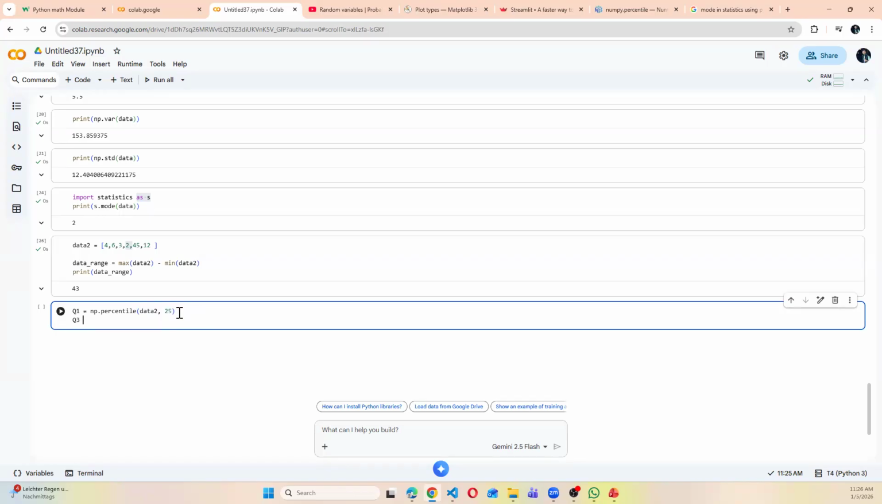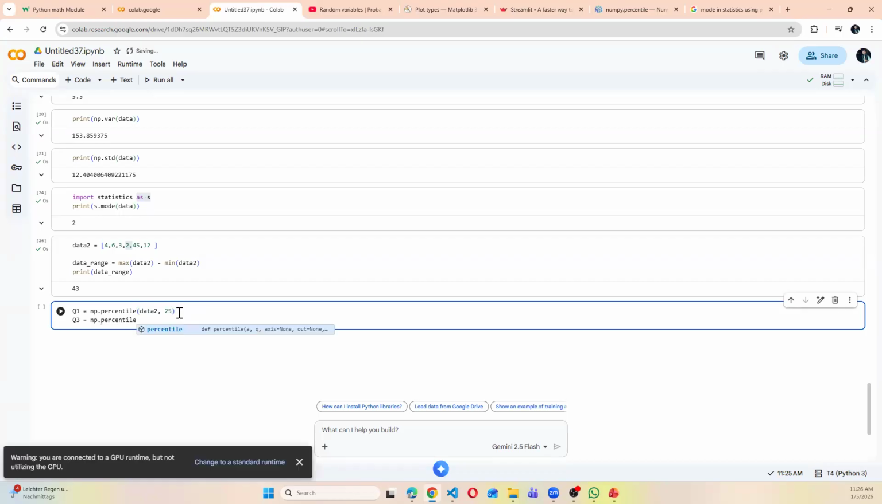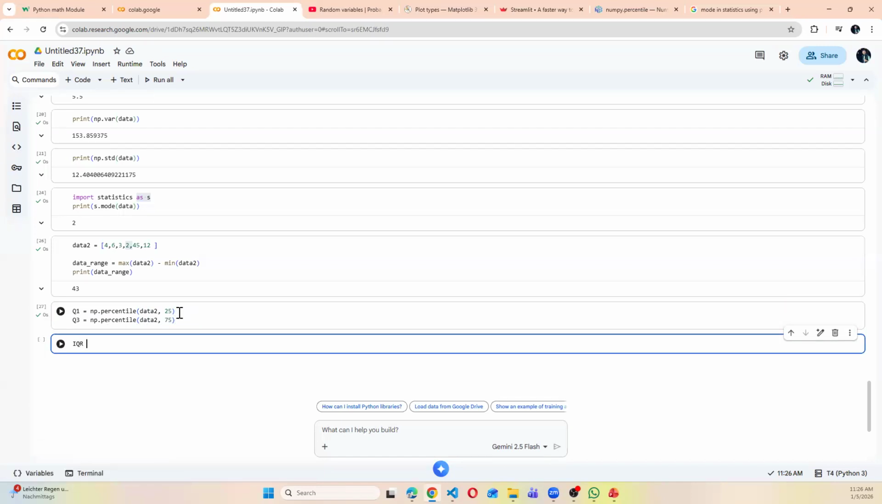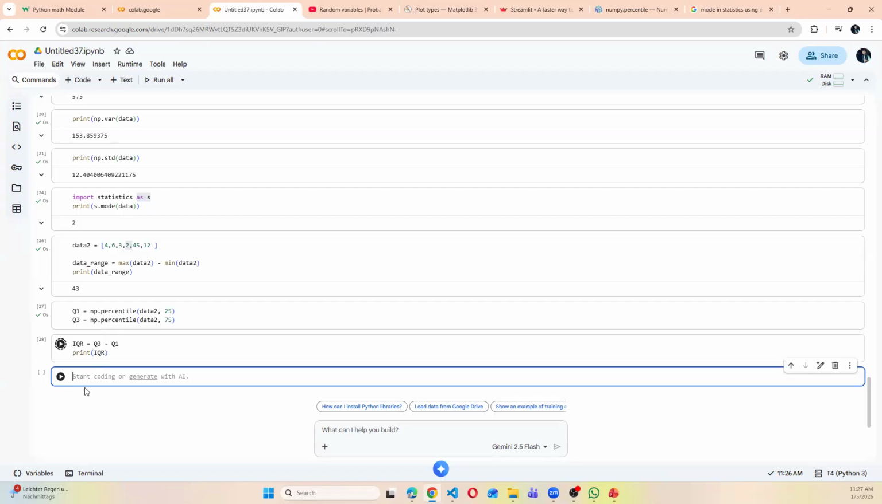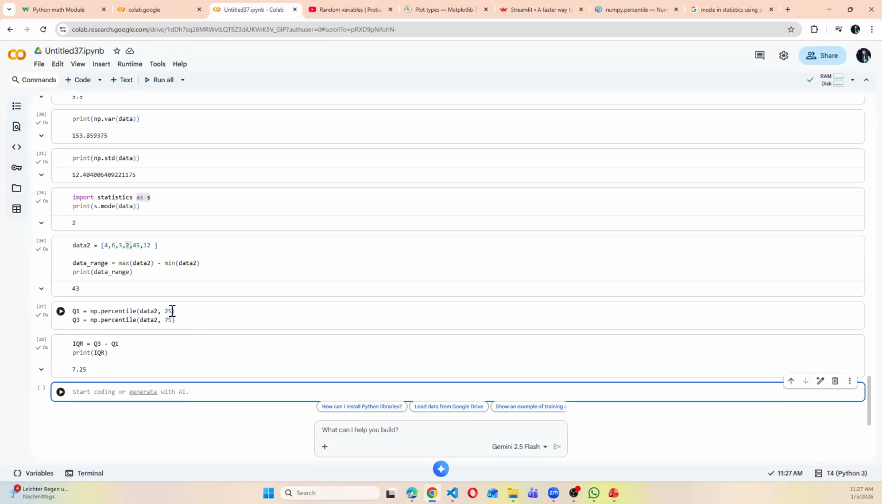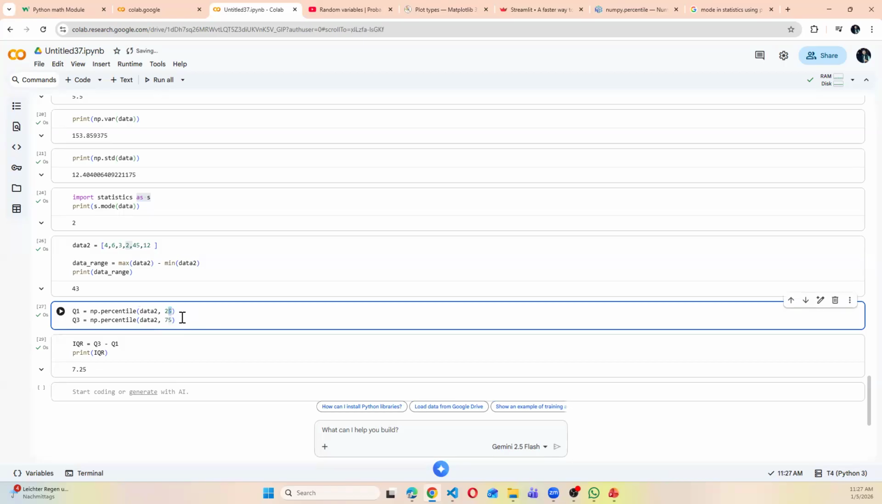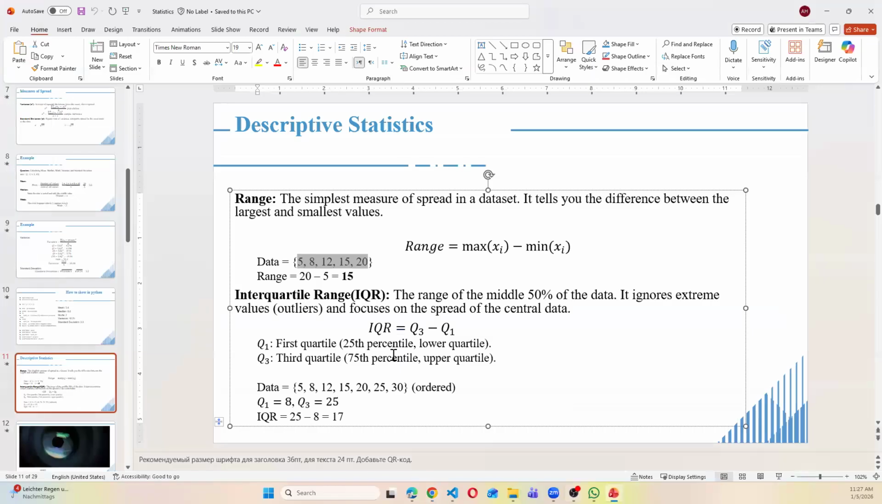And for the 75th percentile, Q3 is equal to the same np dot percentile of data2 and 75. And the interquartile range, IQR, is equal to Q3 minus Q1. If I print IQR, you can find it here. If you need 50%, you can just use the median, or instead of 25 you can write 50. So this is how you can do it in Python using the NumPy library.